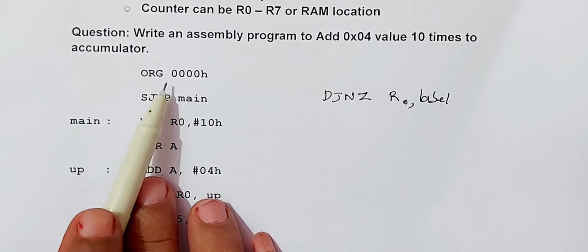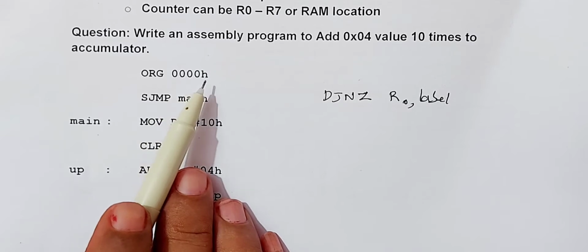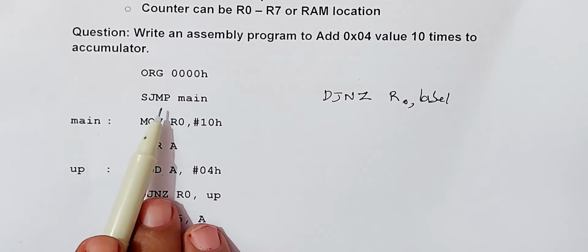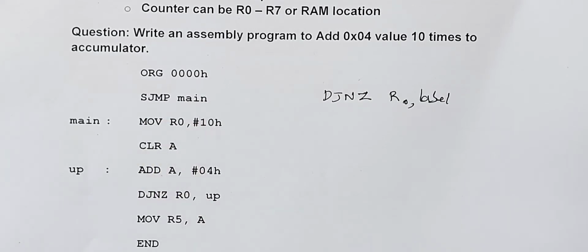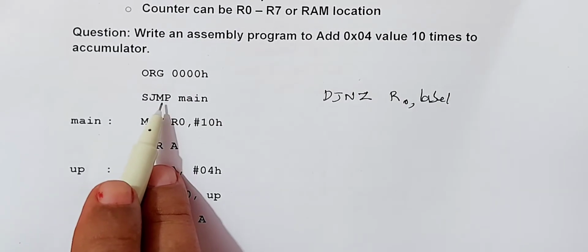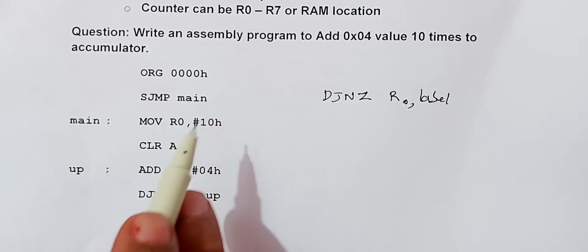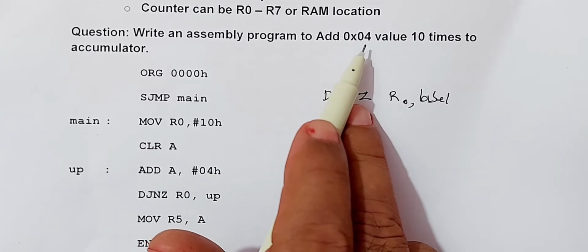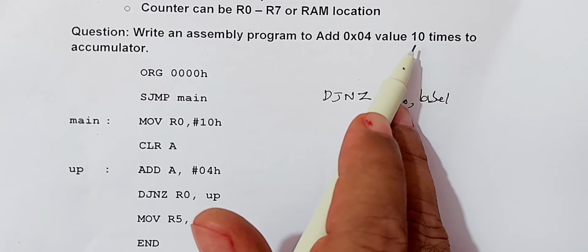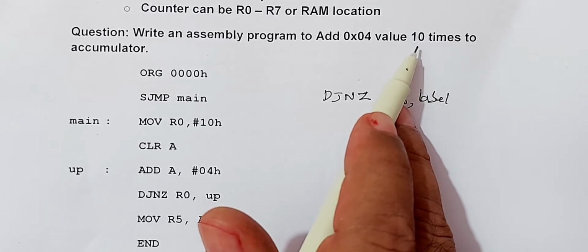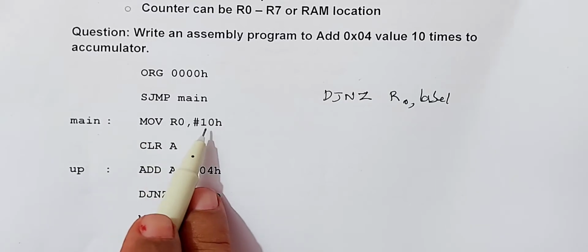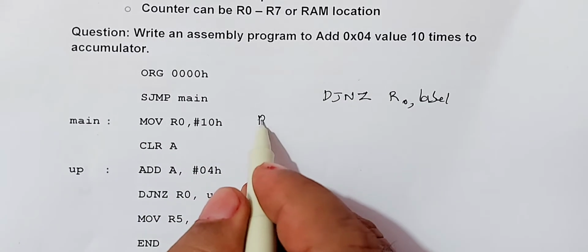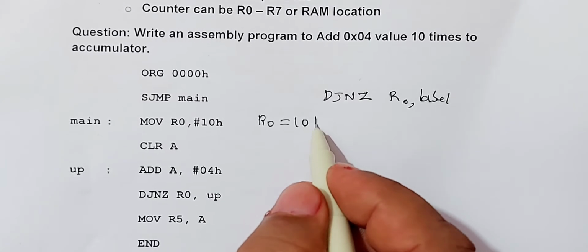Consider the origin, a program counter address 000H. Then the short jump. I will explain this short jump, because to repeat the same problem a number of times you will use a short jump in the main program. First, since the 00 byte and 04 byte have to be added 10 times, load the register with this value. Therefore, MOV R0, #10. This shows that the register R0 is loaded with the value 10.